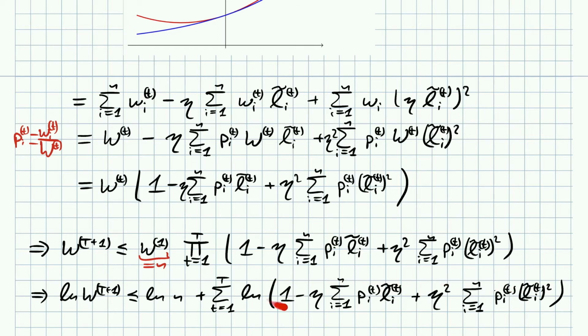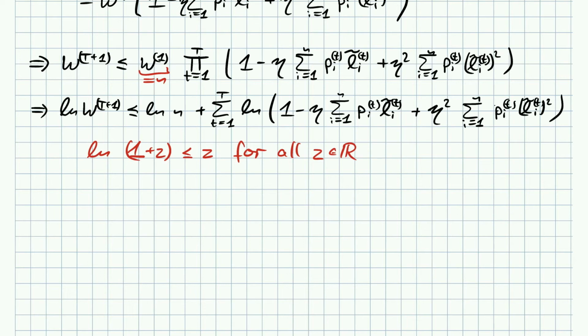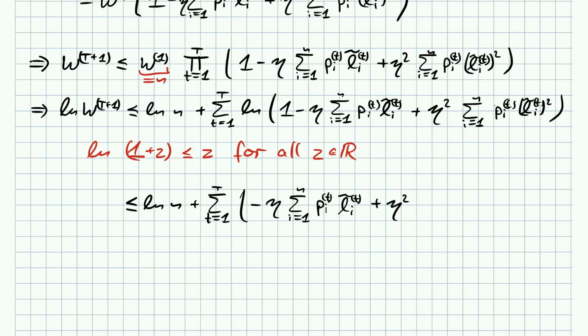Now, how big is such a term? We can now use another bound, namely that ln(1 plus z) is at most z for all z, which tells us that we can also bound this term by ln n plus the sum of all, and now just take minus eta times the sum where we have the l_it tilde, plus eta squared times the sum where we have the l_it tilde squared.